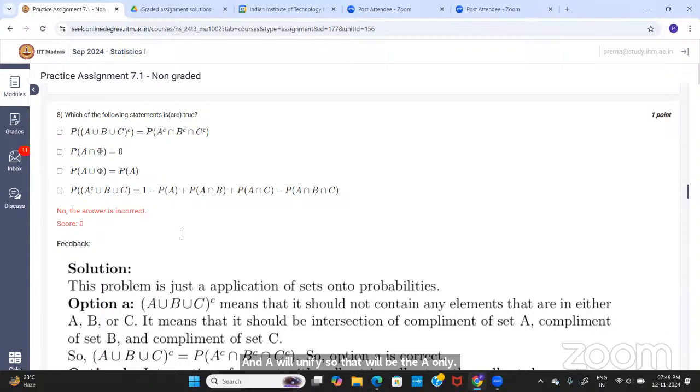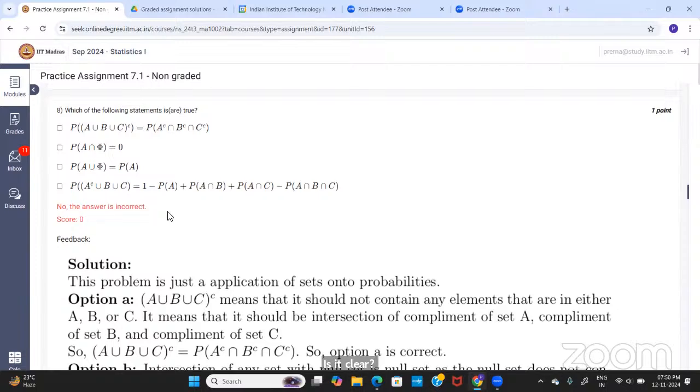Now for the fourth option, you can make a Venn diagram. They are doing 1 minus this thing, so we can take the complement of the whole LHS and then compare the two. You can make two separate Venn diagrams, and you will see the reason will be the same for both.